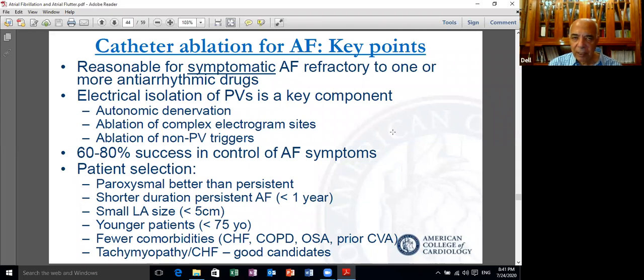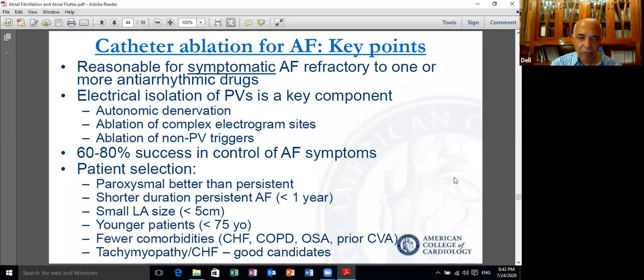So the extensive ablation is going to include autonomic ablation, complex fractionated electrogram or CAFE ablation, or ablation for non-pulmonary vein triggers: SVC, IVC, coronary sinus, vein of Marshall, mitral valve, tricuspid valve, and so forth. Success rate is 60 to 80% in patients with atrial fibrillation, but you have to know this.